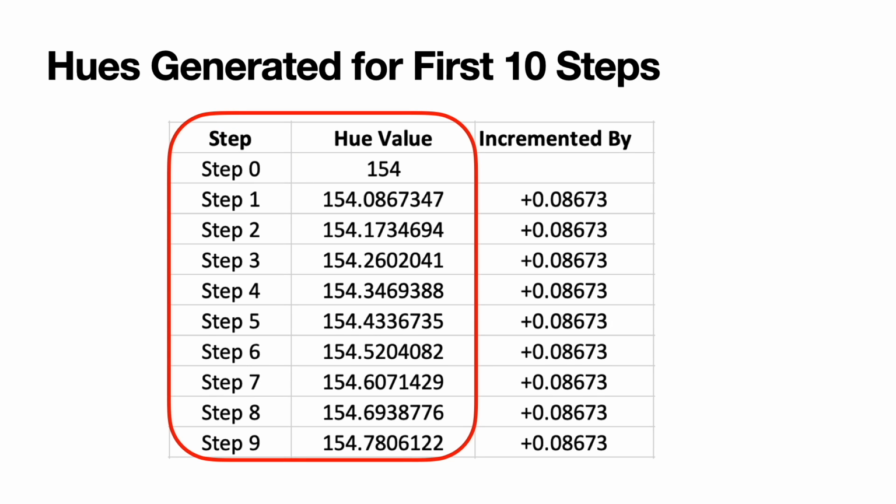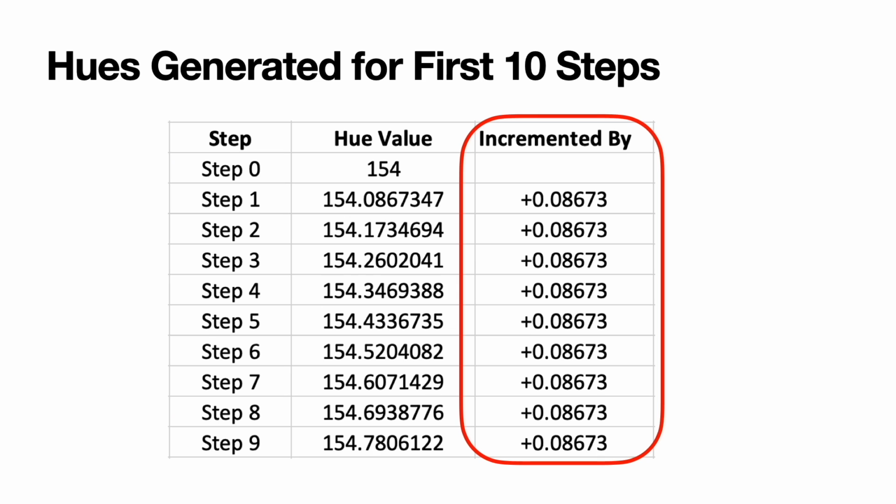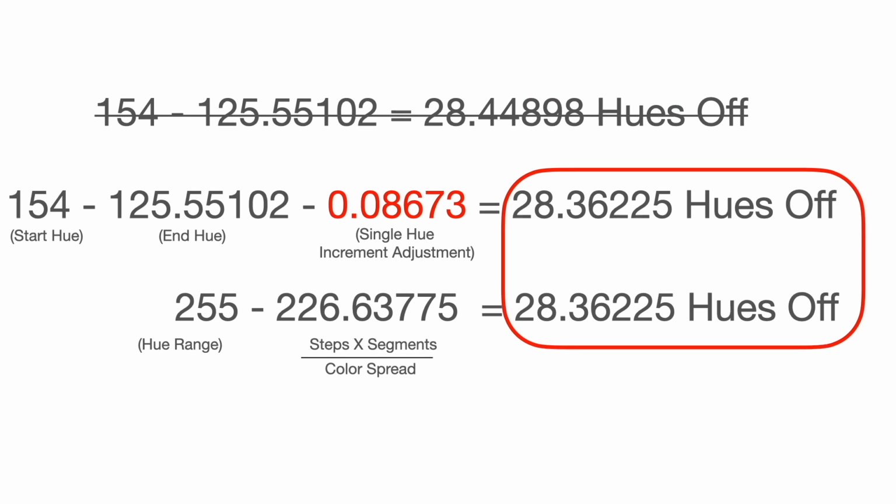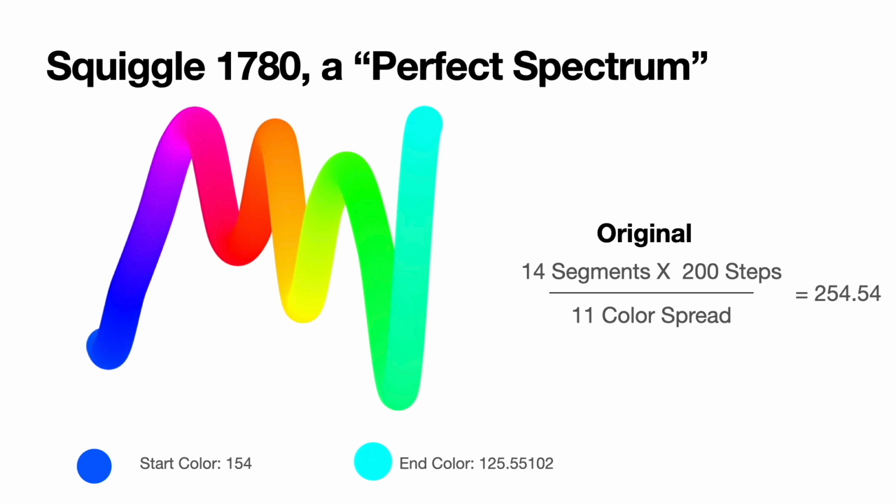Here's why. This slide has the exact hues the code uses to generate the first 10 circles of the squiggle. Starting at 154, each hue is incremented by 0.08673, the exact difference between our two equations. This is because by definition the start hue, being the first, didn't increment from anywhere, so we need to deduct one increment from our equation, and when we account for this, our values are a perfect match. As I mentioned before, the original formula is correct, and while the formula is correct, the problem is that this combination of variables is impossible.